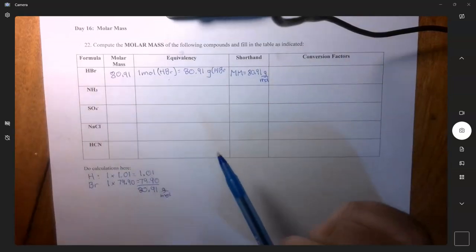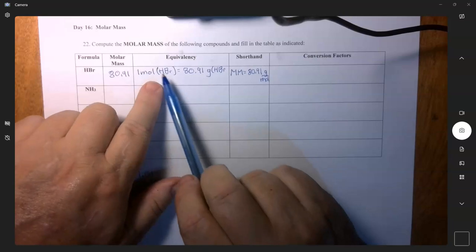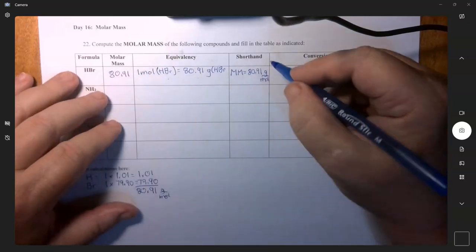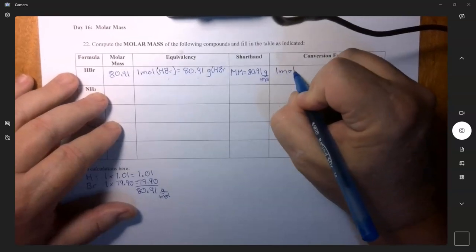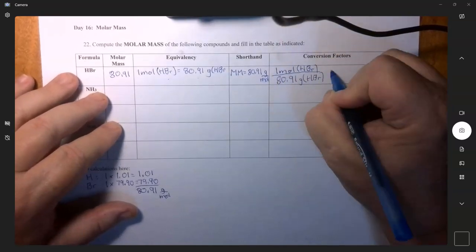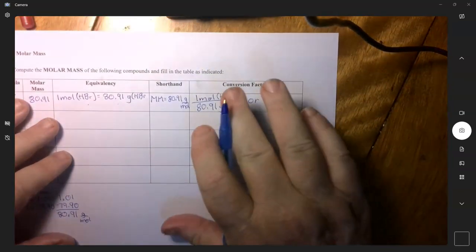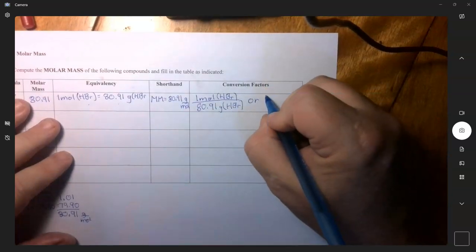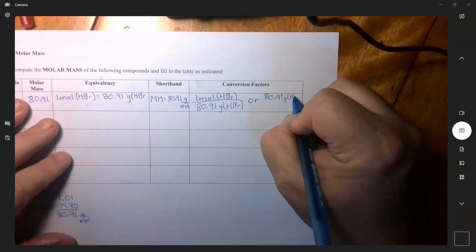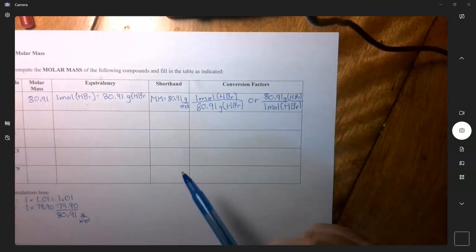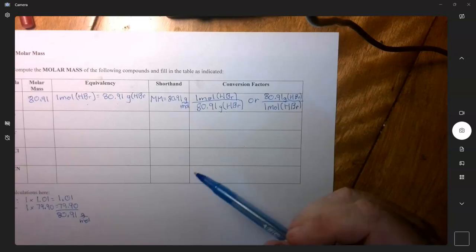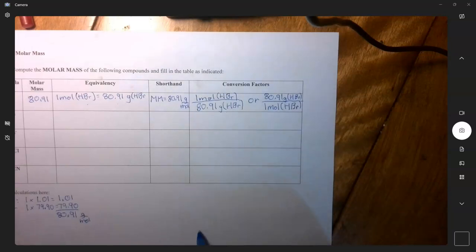Now, conversion factors, you take the equivalency, you put one over the other, and then you flip it. And why do you do that? You're going to find out very soon when we get into stoichiometry. You can put an equal sign between these. I like to put an or, because as you see, when we get into stoichiometry, you're going to use one of these two. So I'm now going to put the 80.91 on the top. Okay, so these are both true statements. It's like saying there's 12 inches for every 1 foot, which is a true statement, or there's 1 foot for every 12 inches. That's also a true statement. These are just two different ways of saying the same thing.